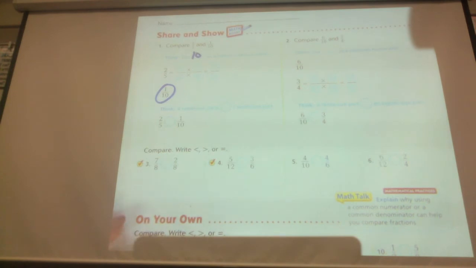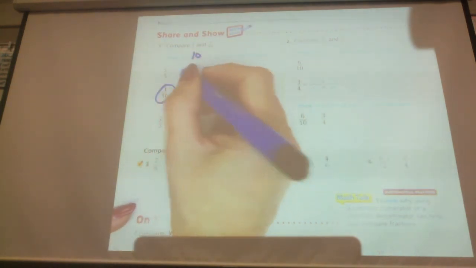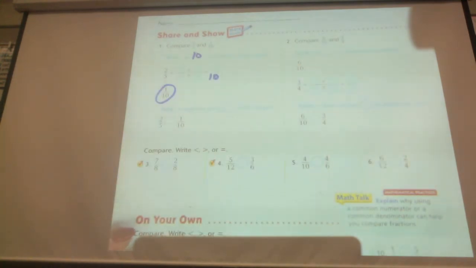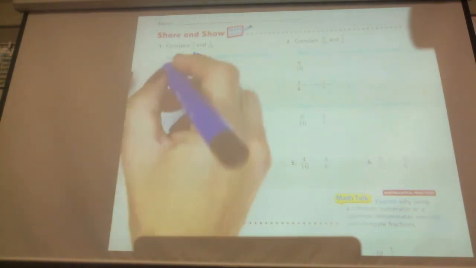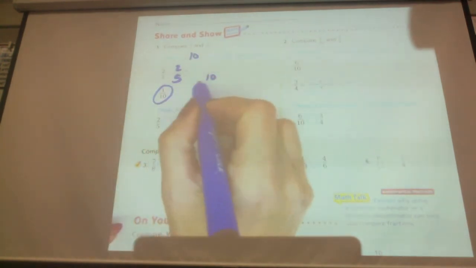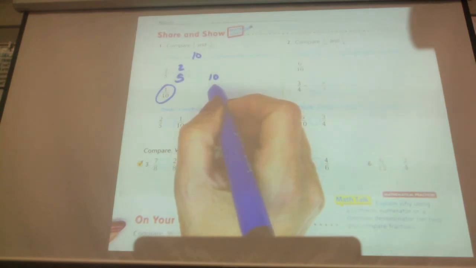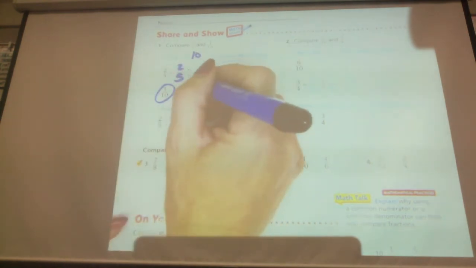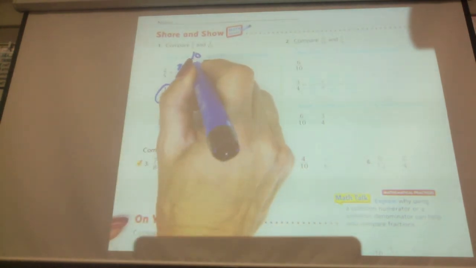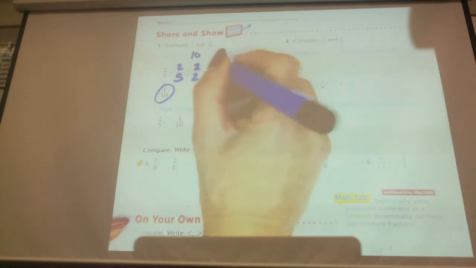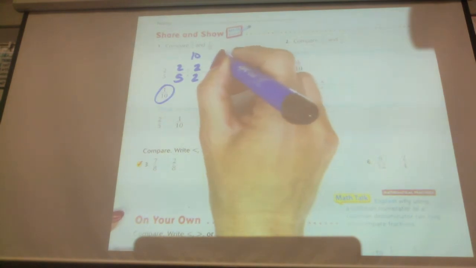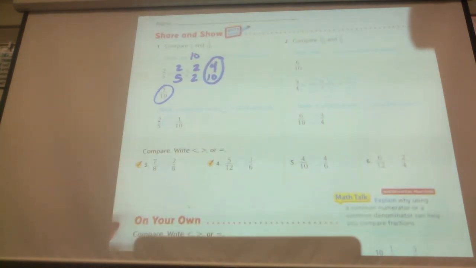If you're struggling, make sure you're paying attention. And now I need to change the 2/5 to 10ths. I know that I want my result to have a 10 on the bottom. So I'm going to take my 2/5. I'm going to multiply the 5 times what number to get 10? 5 times 2. So if I multiply the denominator by 2, I have to multiply the numerator by 2. 2 times 2 is 4. Okay, so now I'm comparing 4/10 and 1/10.